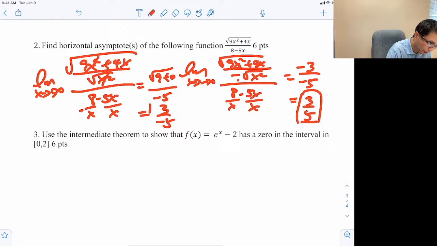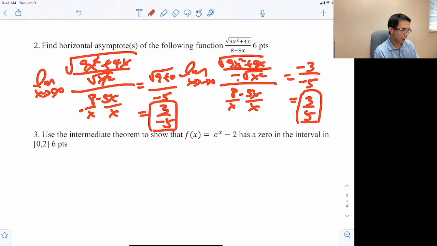So you're going to have two horizontal asymptotes. One is approaching infinity, one is approaching negative infinity. For negative infinity, you have to add a negative sign. But don't forget the square root of 9. I think Stone forgot the square root of 9, right?